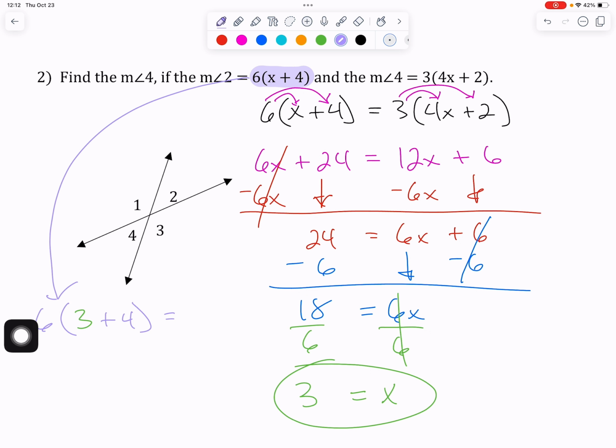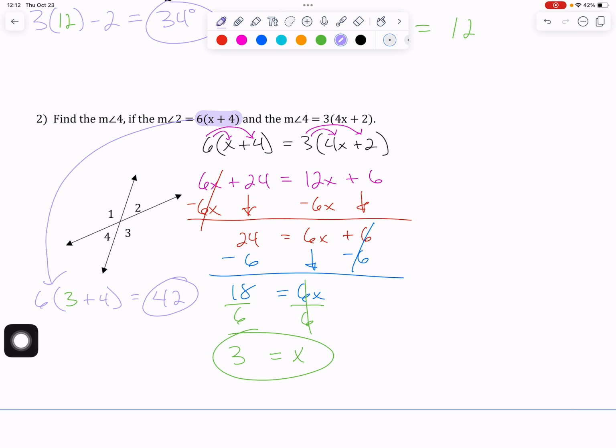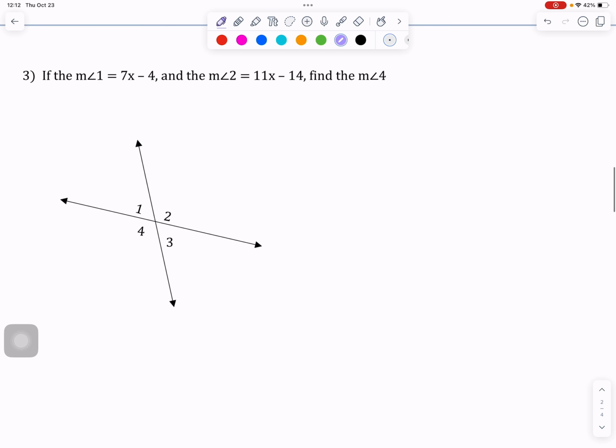Well, let's go. 3 plus 4 is 7. So we would do 6 distributed to the 7, or 6 times 7 is 42. But if you put it in your calculator as exactly as you wrote this and hit equals, you would get the exact same answer. And let's move forward to number 3.